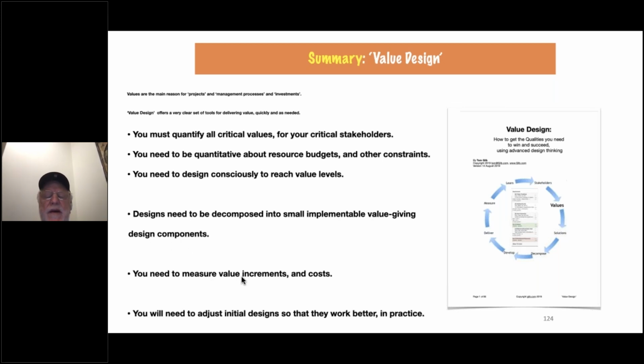You need to measure how well these value increments work for giving value and what they cost, and learn when they're not working and learn when they're working so you can scale up. You need to adjust your initial designs when they're not working so that they work better in practice. And the case study I skipped over of Cleanroom at IBM is an excellent example of doing that on a very large scale for space and military projects. So I commend the Cleanroom case, which I skipped at the end, to your attention.